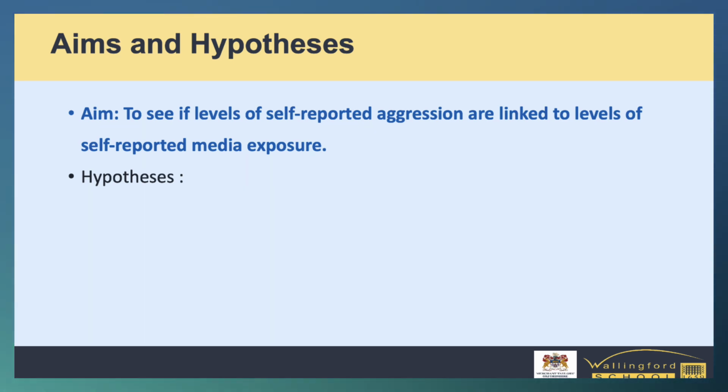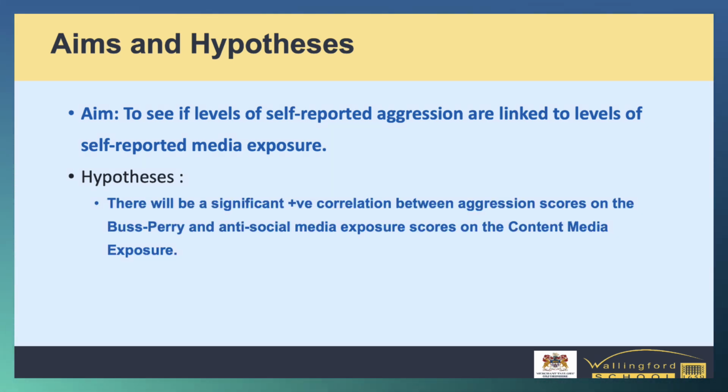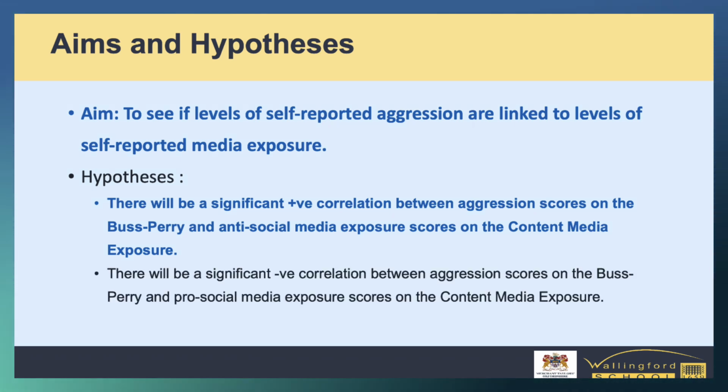Your 2 hypotheses are: there will be a significant positive correlation between aggression scores on the bus-peri and anti-social media exposure scores on the content media exposure scale. Your other hypothesis is that there will be a significant negative correlation between aggression scores on the bus-peri and pro-social media exposure scores on the content media exposure scale.